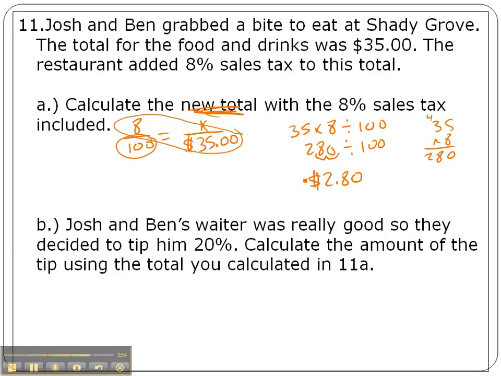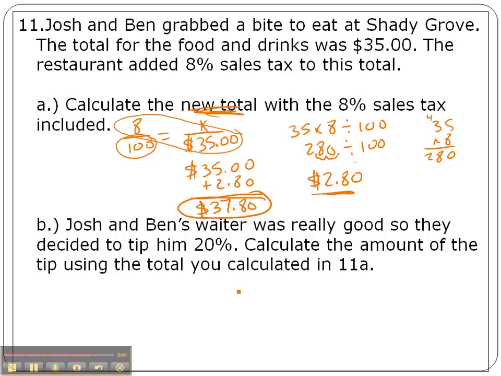But the question is asking us to calculate the new total with that sales tax included. So this is the amount of the sales tax. We want to add that to the bill. So $35 plus $2.80, we get $37.80.